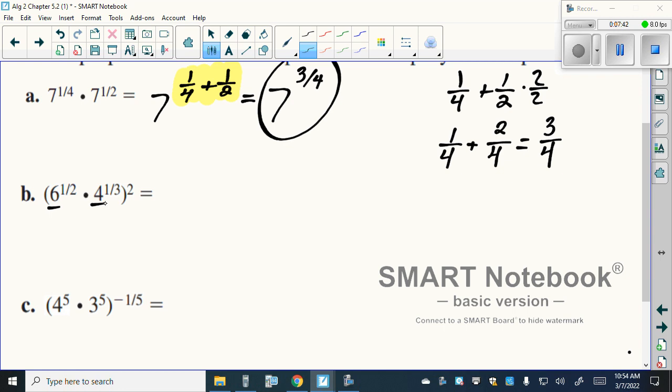But with our power of a product, we can multiply both of these by our 2. Because the power of a product says a times b to the n is a to the n times b to the n. So really we can say 6 to the 1/2 times 2 is multiplied with 4 to the 1/3 times 3, because we can apply that 2 to both.